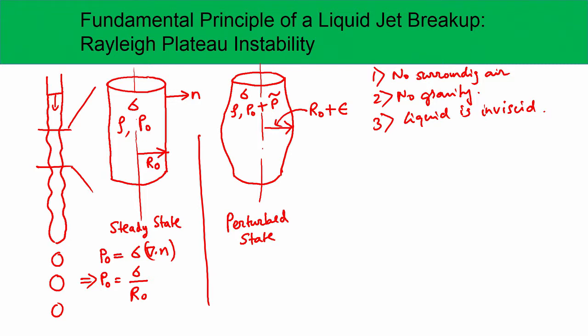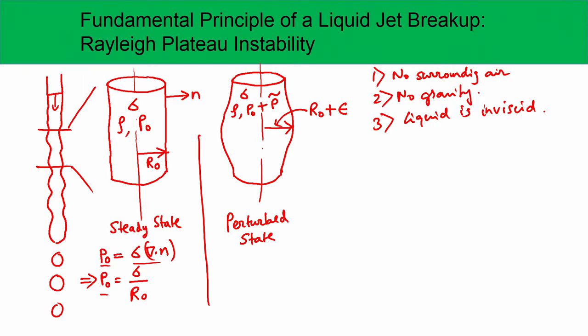So there is no surrounding air, there is no gravity, and the liquid is inviscid. In that state we can write that, because the pressure outside is 0, P0 is equal to sigma times n, and as a result P0 is equal to sigma by R0. This is the Young-Laplace equation, where we relate the pressure inside the liquid cylinder to its surface tension force. Just like a pressure vessel, to balance the pressure you must generate a hoop stress, and the surface tension essentially acts like that.